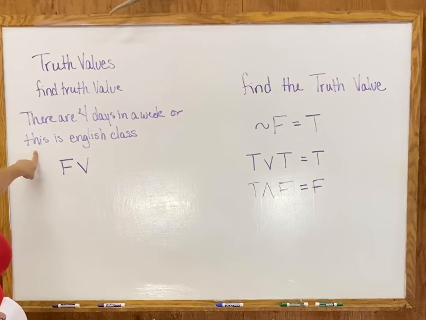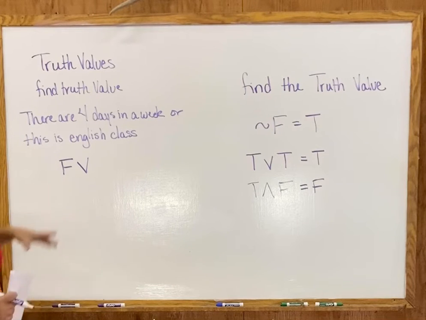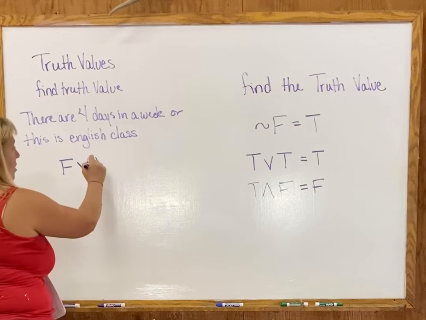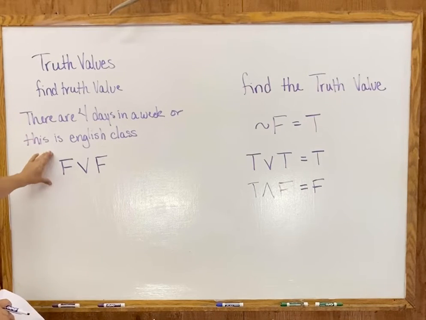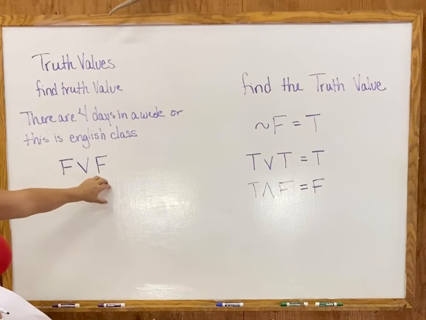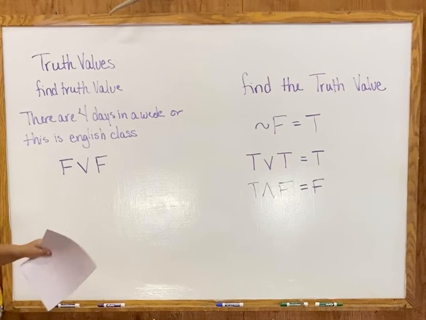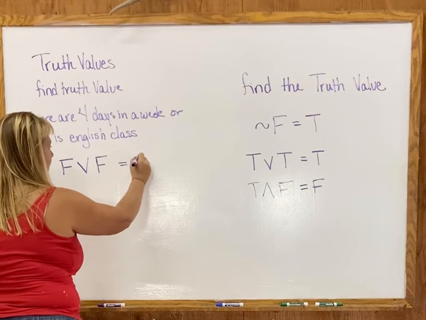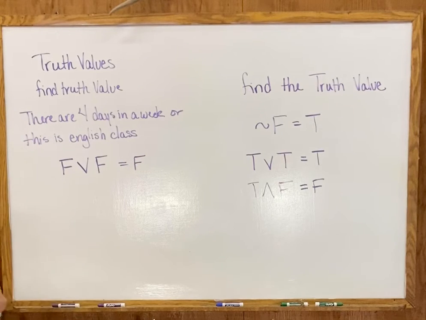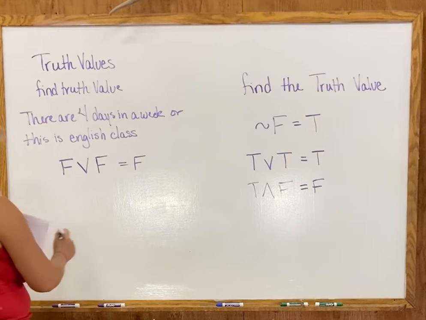Well, it does seem like we're doing some grammar, doesn't it? But it is not English class, so this other statement is also false. So this statement could be written as false or false. And if we combine two falses with the word or, that's going to leave us with a false statement. And look at that. Everything about that statement is false, isn't it? Okay, so does it make sense that we should get a false statement there? Okay, how about this one?